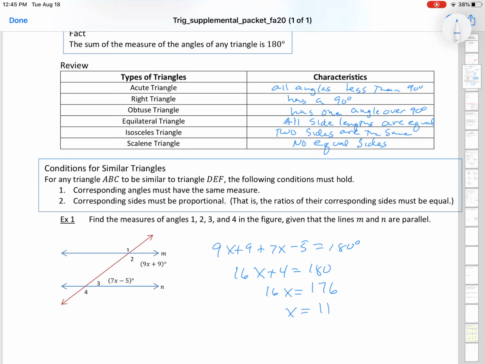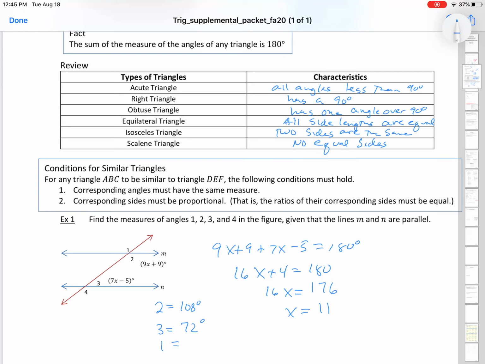That 11 is going to be able to allow us to solve a lot. So first of all, we know angle 2 is 9 times 11 plus 9, or 99 plus 9 for 108 degrees. We know angle 3 then is 7 times 11, or 77, minus 5 for 72 degrees. And if we know that, then we definitely know angle 1. Let's just go numerically now.